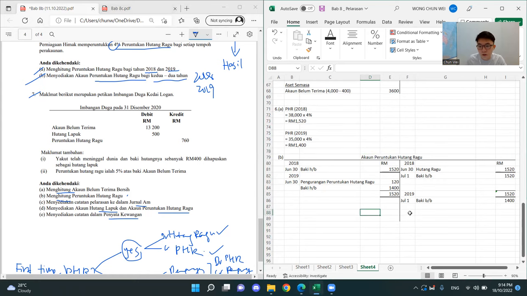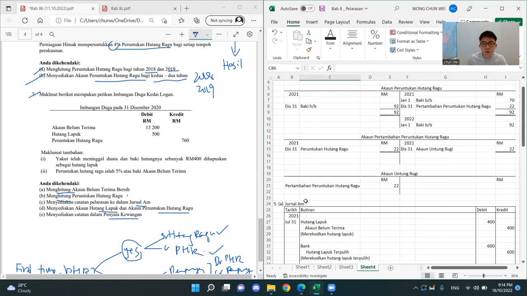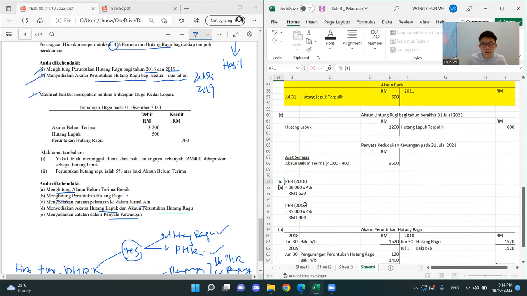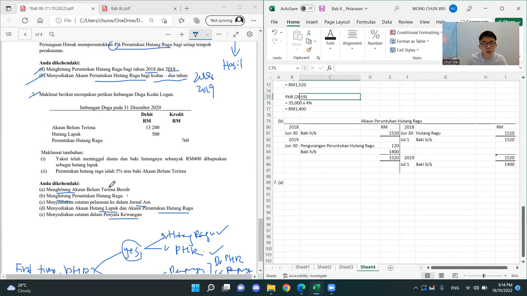Okay, come, let's go. So question 7. Start from A first. So 7A, you have to menghitung ABT bersih. So how do we hitung ABT bersih? Okay, before that, let's start from 1 first. Yakut telah meninggal dunia, dan baki hutangnya sebanyak RM400 dihapuskan. So whenever you say dihapuskan, you know that this is a hutang lapuk. So that's 400 hutang lapuk. And then number 2 is PHR 5% atas ABT. Okay, so now A. How much is the akaun belum terima bersih?